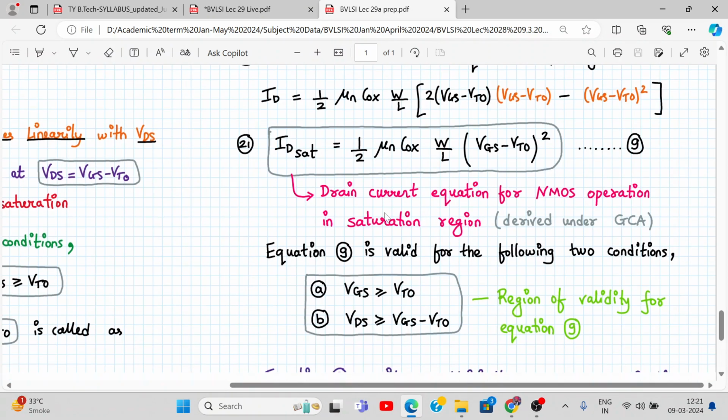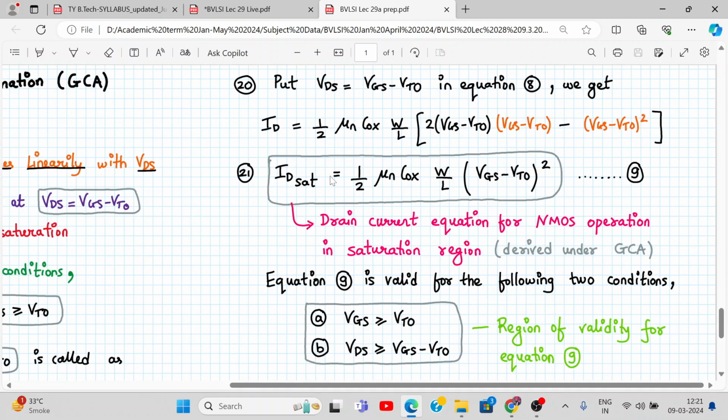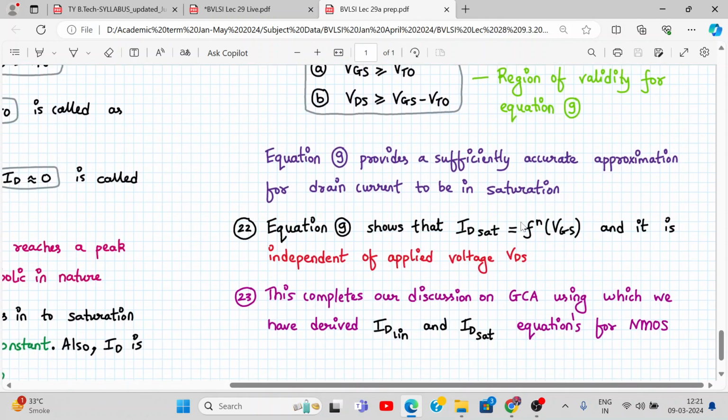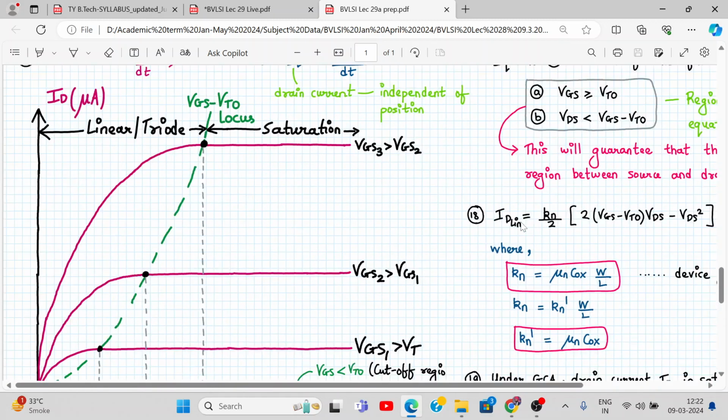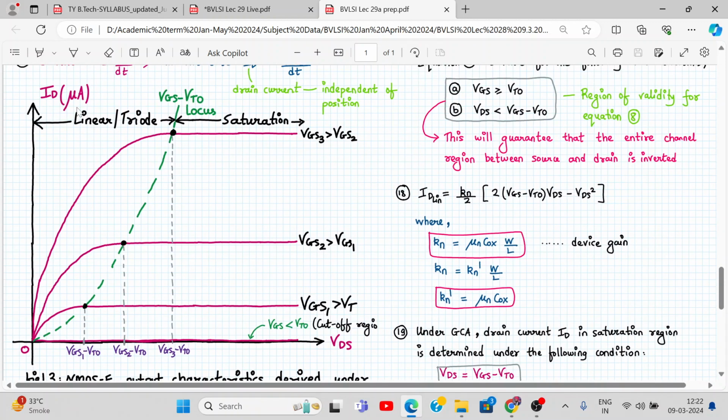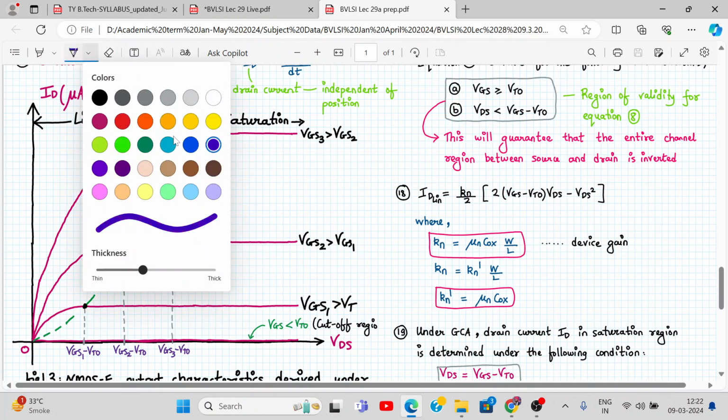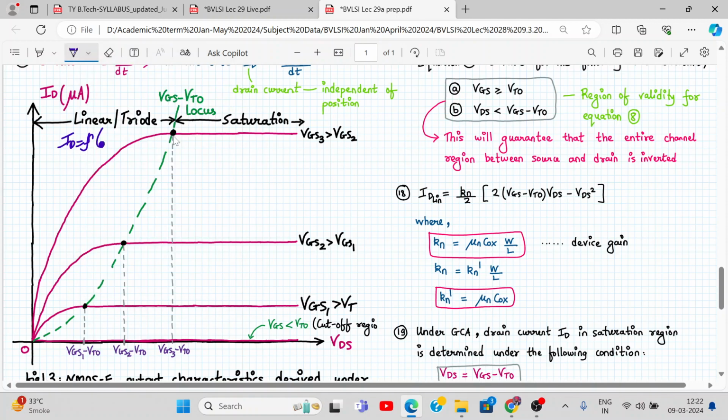Now we have derived the expressions for ID linear and ID sat using GCA. Now we will plot the curves. This is how the plot will look, ID versus VDS. As we can see very carefully, this is the locus. This is the linear region, and this is the saturation region. In the linear region, ID is a function of VGS and VDS both. But in the saturation region, ID is a function of only VGS. Agree? So when it enters the saturation region, it does not depend upon VDS. It is independent of VDS voltage. That's why it remains constant.